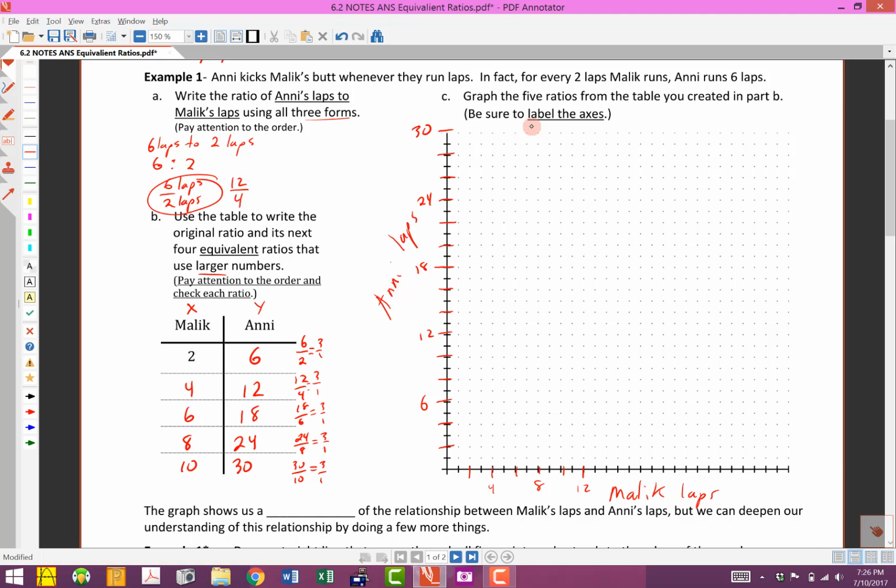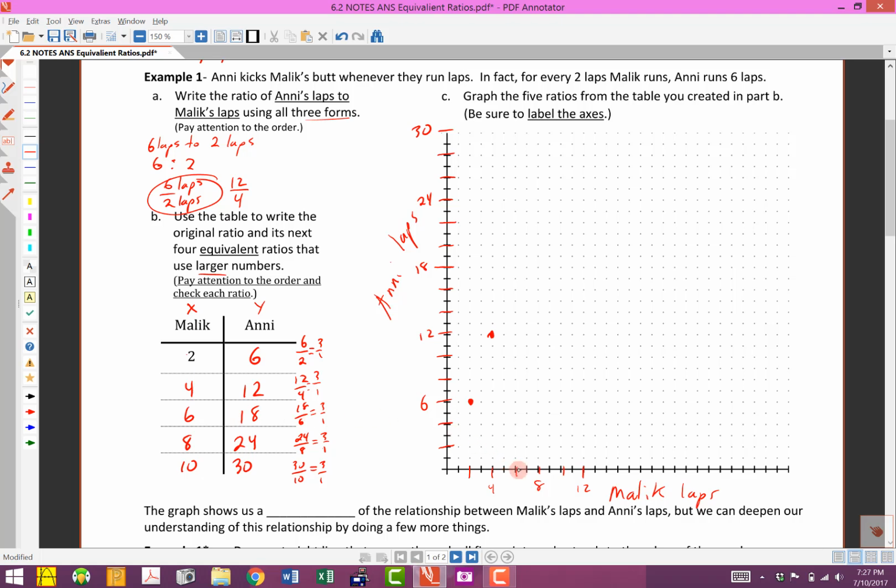So we're going to graph those ratios on here. Just like we learned how to graph XY coordinates, we're going to graph Malik, and then we're going to graph Annie. So 2 would correspond to 6. So 2 laps for Malik is going to correspond to 6 laps for Annie. 4 laps for Malik is going to correspond to 12 laps for Annie. So that's going to go right here.